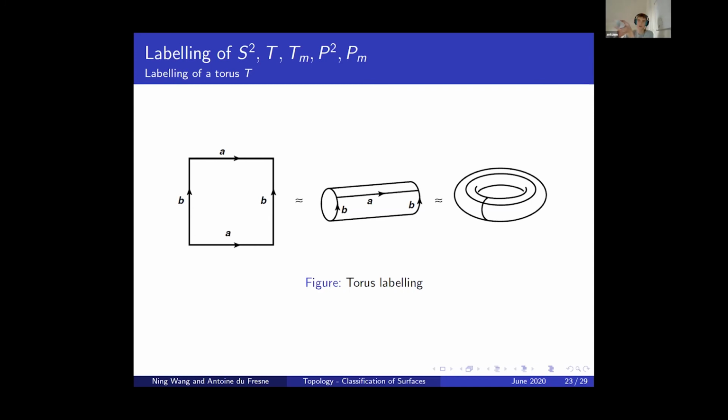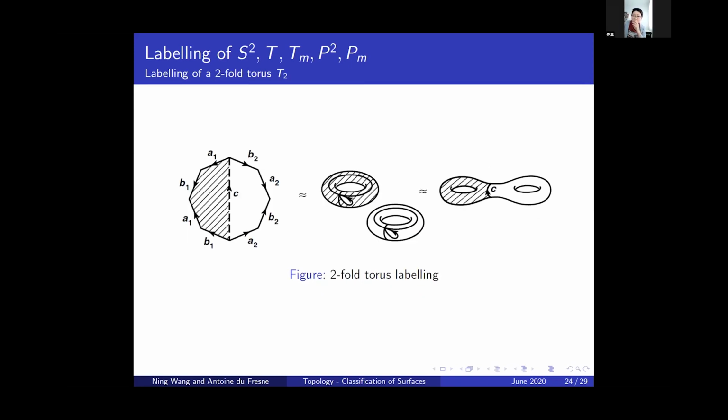So I have this cylinder, and then I must... I can do it in reality, but you must imagine that you can stretch it and make a donut. Very good. Yes. Okay. So for labeling, okay.